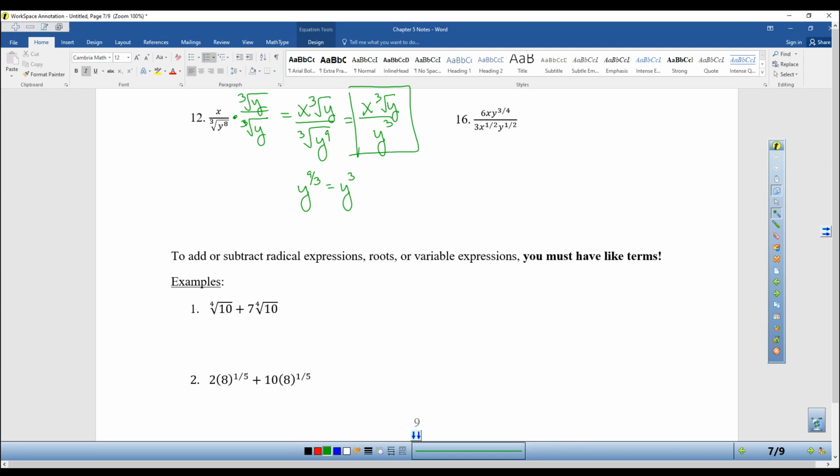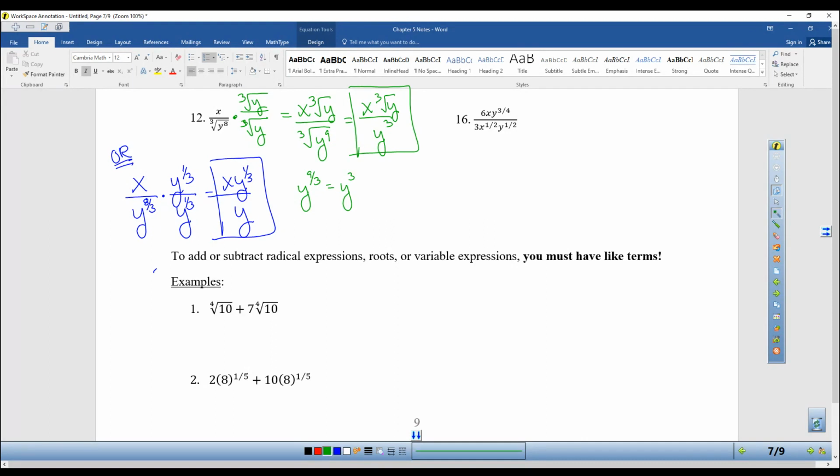Just as an alternative way to do this problem, some people prefer to change it to a fractional exponent. They make it 8/3, and then it's very easy for them to see how many more thirds do I need? I need 1/3. So then they have x y to the 1/3 over y. This is also a valid method and a good alternative.